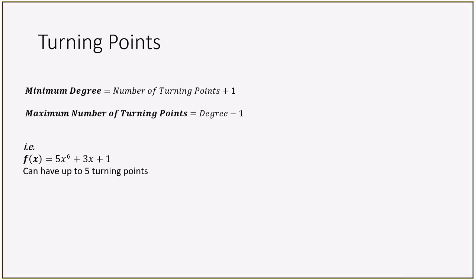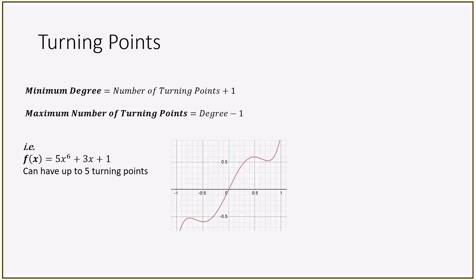Now, I don't want to get too confusing because, again, this is more of a cute property versus something that we're going to see time and time again. But the keywords here are minimum and maximum. Even though this property tells me that I could have up to 5 turning points, that is not a guarantee. In fact, this is what the graph looks like. I may have changed the coefficient slightly, but this is what the graph looks like.